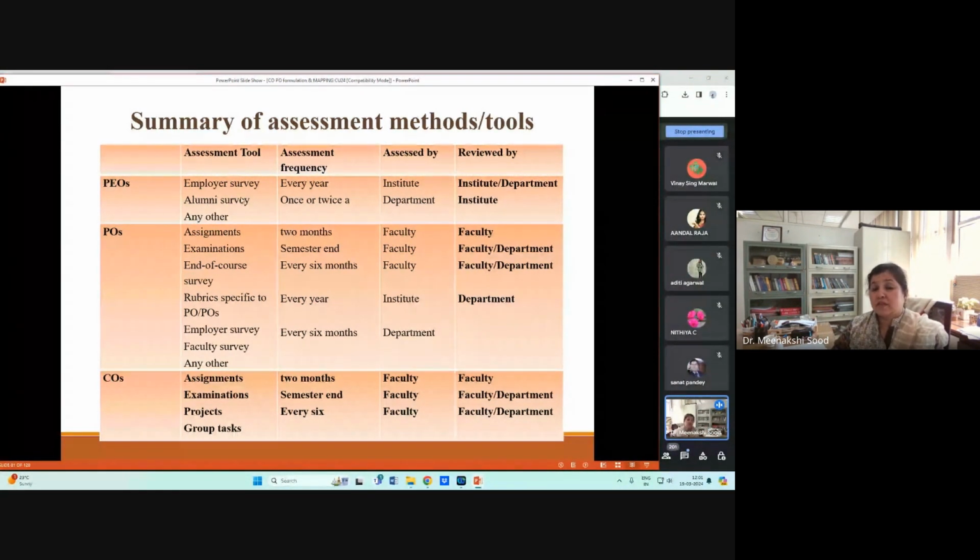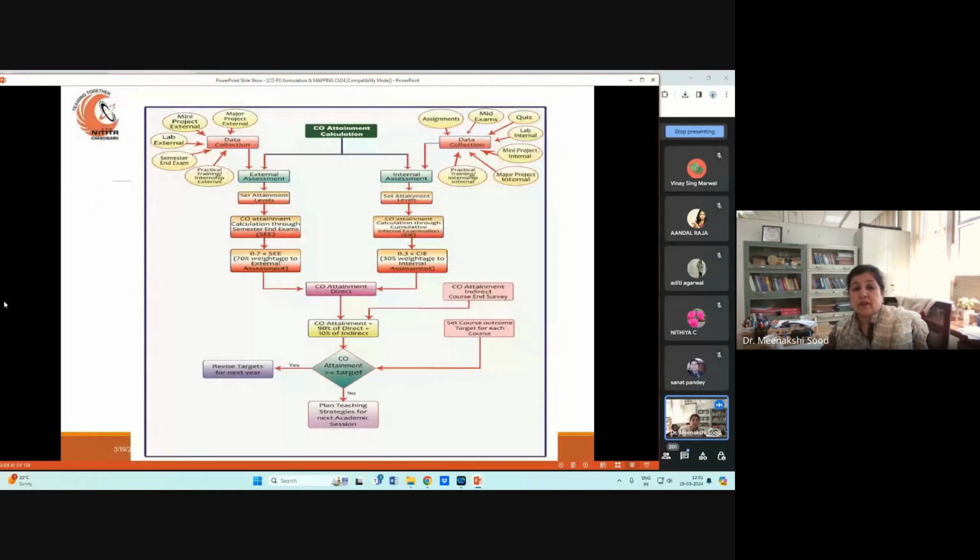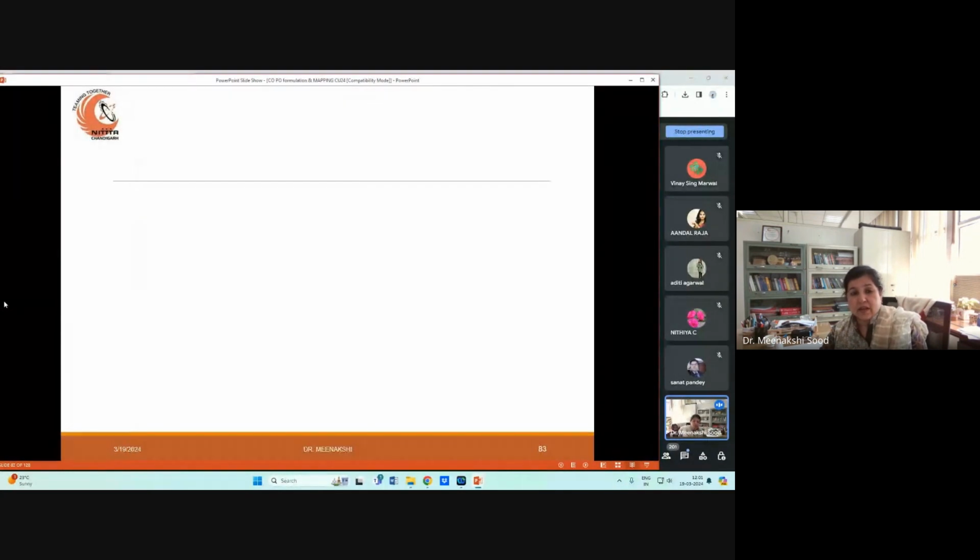And POs, again once or twice, and there the assessment is by the department head or the institute and reviewed also by them. So this is just a gist of the various tools, but you can have more than that, and you can show the attainment based on this. Okay, so now when we are doing the CO, this I'll show later.